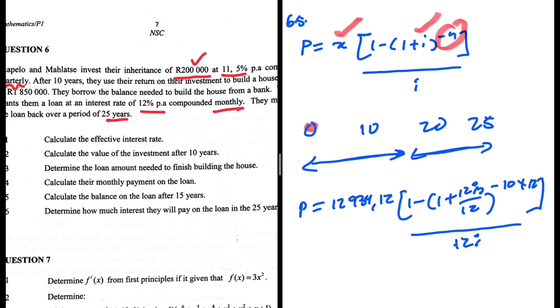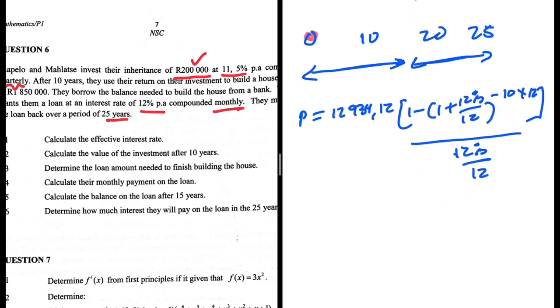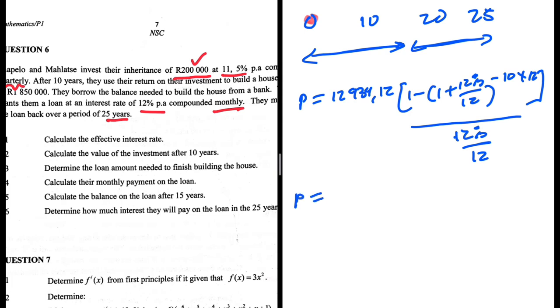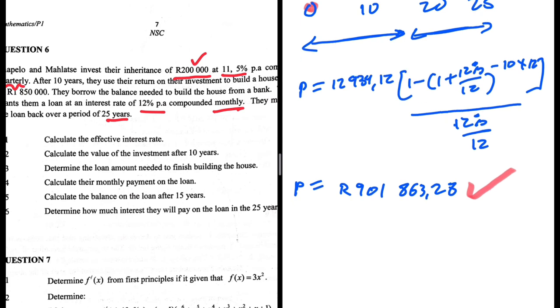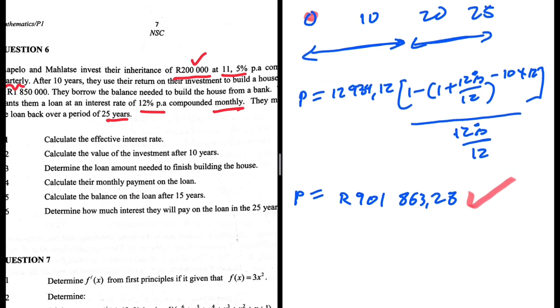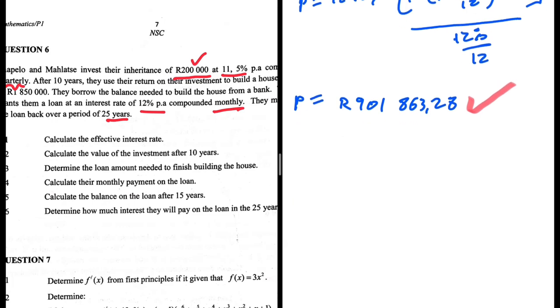The interest is 12% divided by 12. So I just needed to put that in my calculator and I'm getting 901,863.28 cents. So this is the balance on the loan after 15 years. Still a lot considering the fact that the loan was just 1.2 million. But that's what interest will do to you.